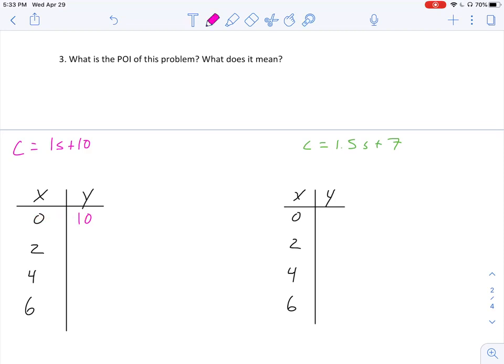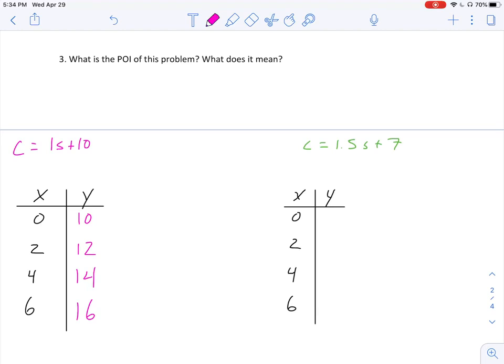When I plug 2 into the equation, 1 times 2 is 2, plus 10 would give me a value of 12. I take 4 times 1 is 4, plus 10 is 14. 6 times 1 is 6, plus 10 is 16. So I'm setting these coordinate pairs for this relation. When X is 2, Y is 12. When X is 4, Y is 14. And we'll graph that in a second.